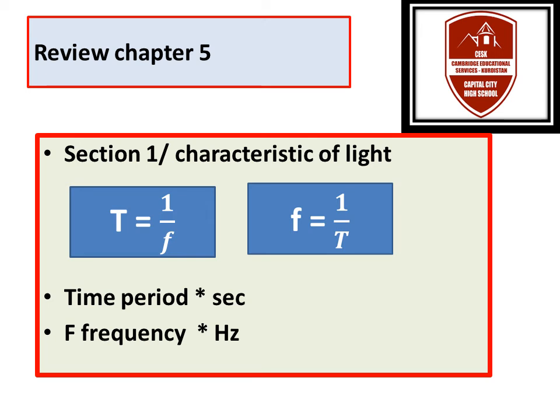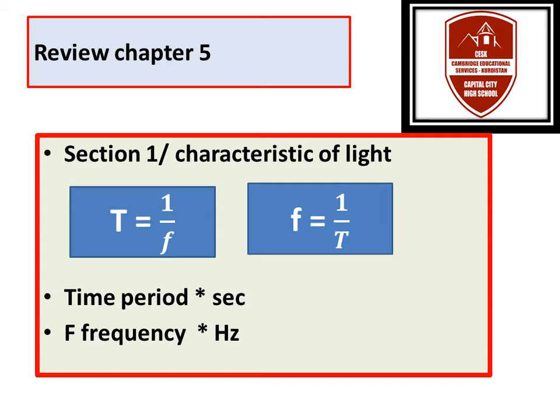Hi everybody. Today, inshallah, we review chapter 5. In chapter 5, there are three sections. Section 1 talks about characteristics of light. Section 2 talks about flat mirror and reflection. Section 3 talks about spherical mirror. Now let's start with section 1.